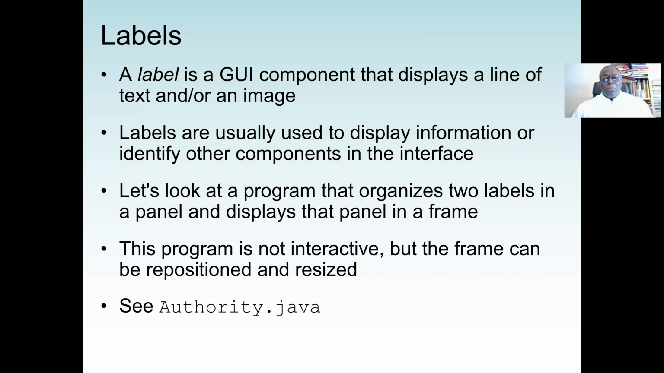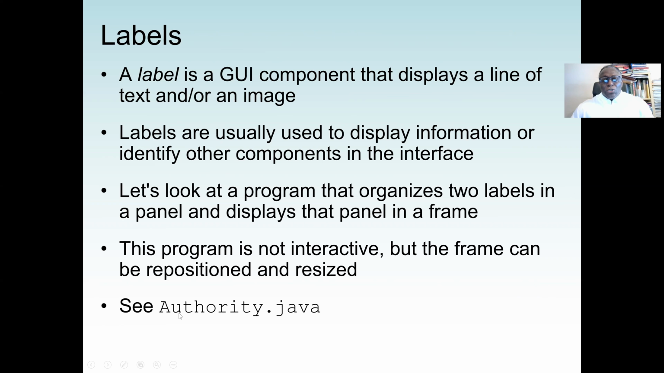For example, in console applications, I may write System.out.println and ask the user to enter the first value, or enter a number, on 2 different lines, or any instruction. Then I may use the Scanner class to get the input. Now in GUI, I may use the label to say, enter the first value, or whatever instruction. So we can use labels for instructions. Here we say labels are usually used to display information or identify other components in the interface. So let's look at the program in the next slide.